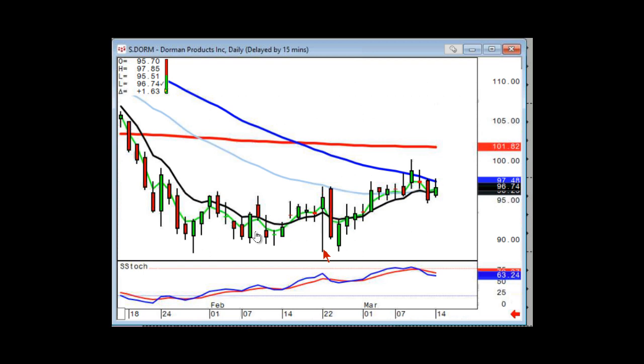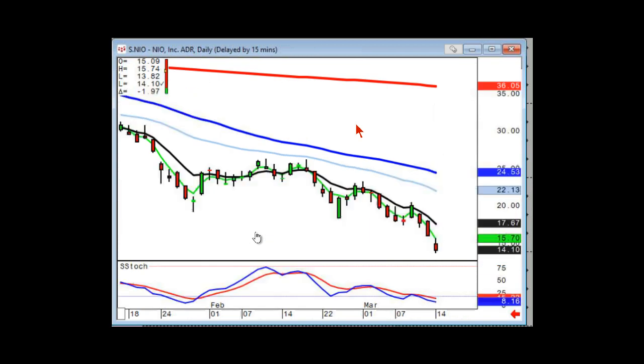Dorm, nothing. I would have been out of this one if I was long yesterday. Wouldn't be back in it until it gets back up above the 50, giving you kind of a bobble breakout situation. But right now, I would not be long or short this one.